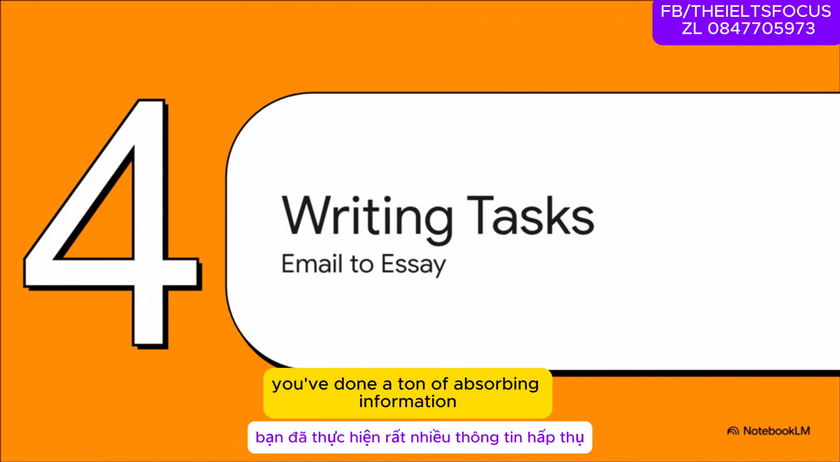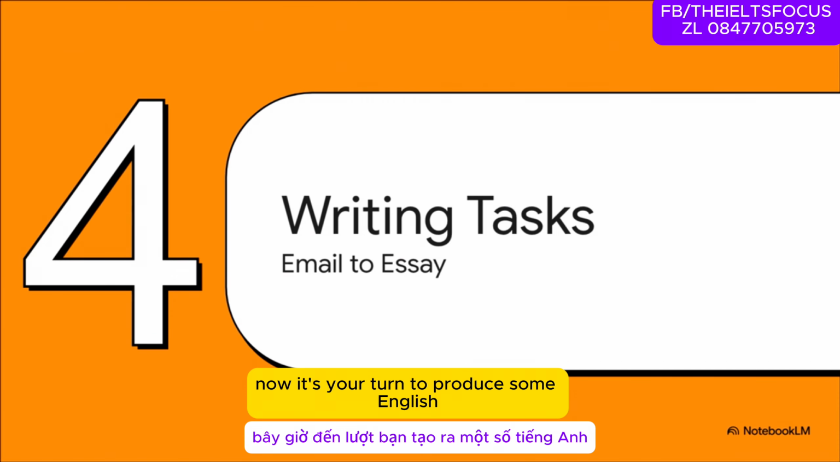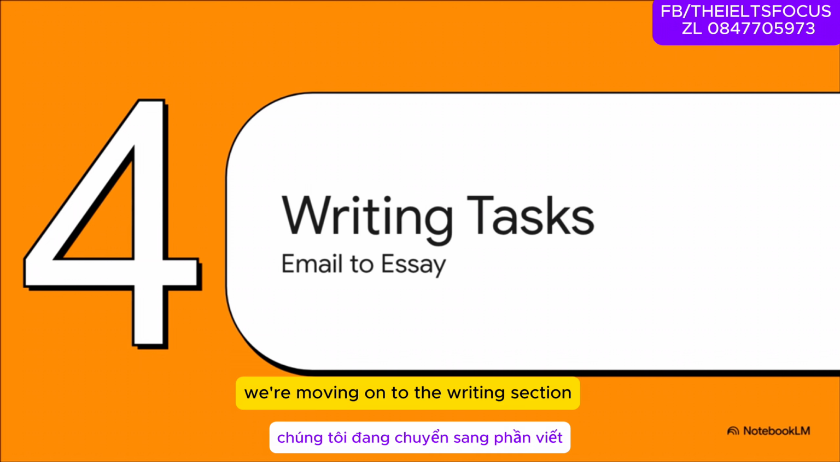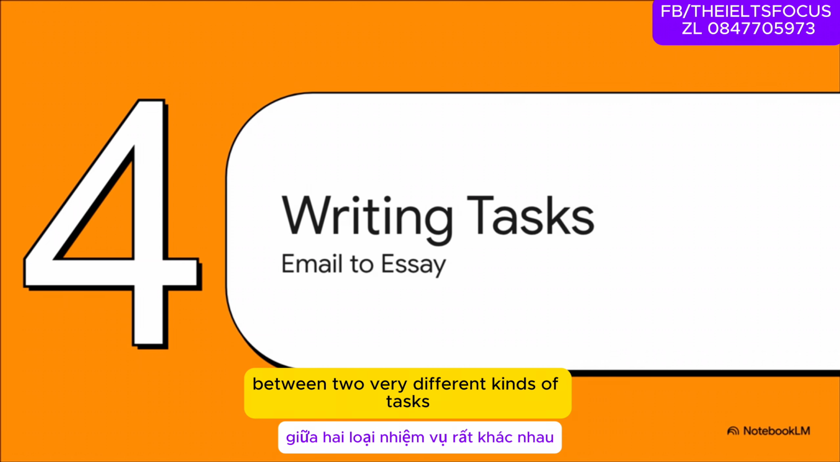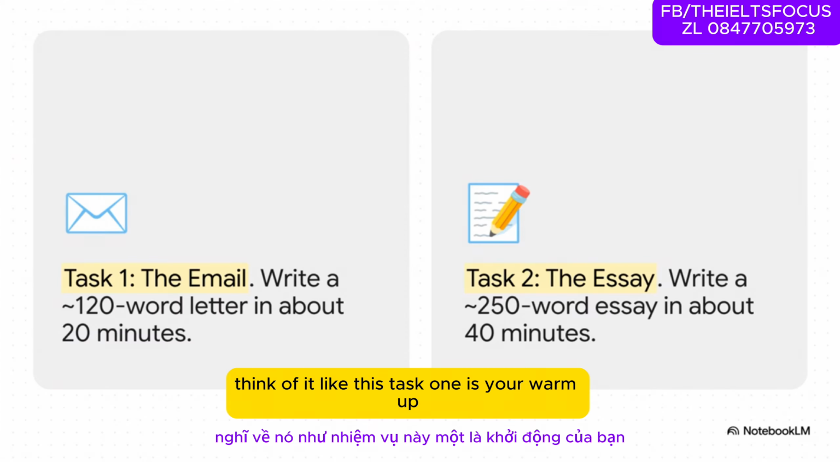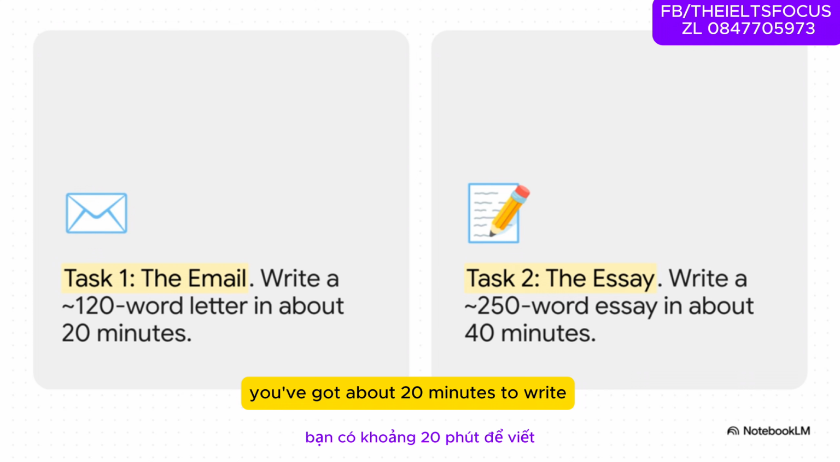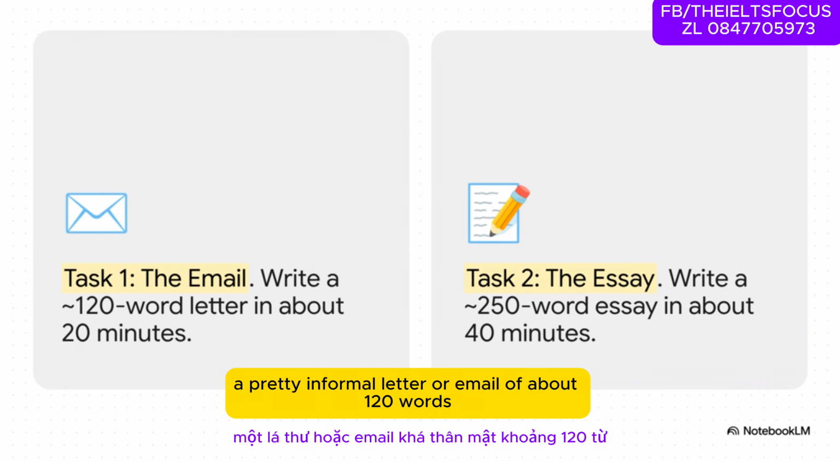All right, you've done a ton of absorbing information. Now it's your turn to produce some English. We're moving on to the writing section, and here you're going to have to switch gears between 2 very different kinds of tasks. Think of it like this. Task 1 is your warm-up. You've got about 20 minutes to write a pretty informal letter or email of about 120 words.